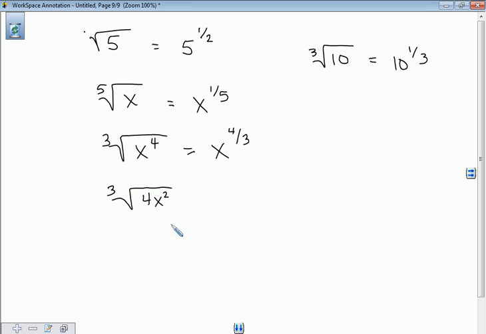Or X to the 2/3. Tricky. My power is 2, isn't it? So what did I raise to the second power in here? 16x to the 2/3. 2 and x. Oh, because it's the square root. That was a cubed root. And what is my root? 3.